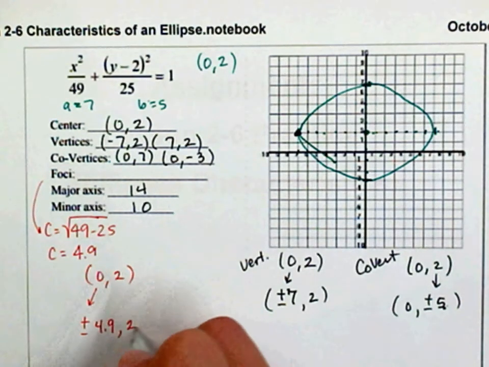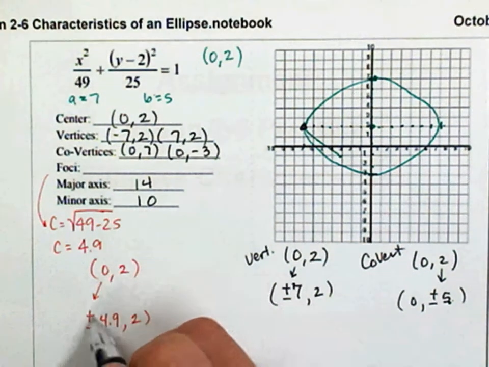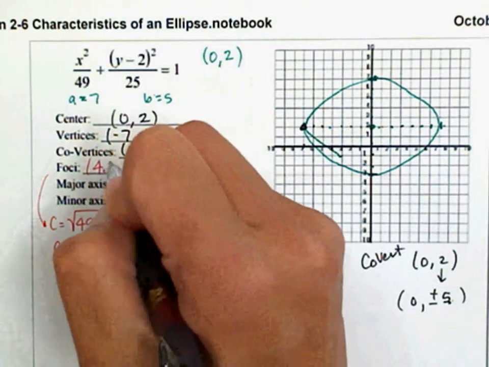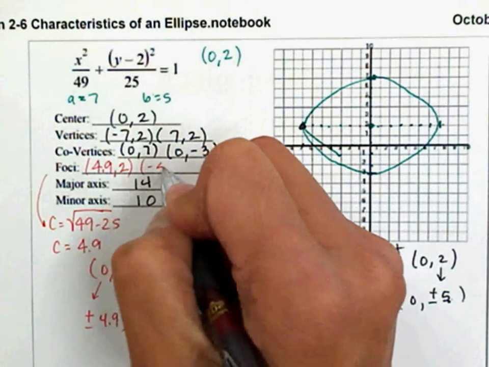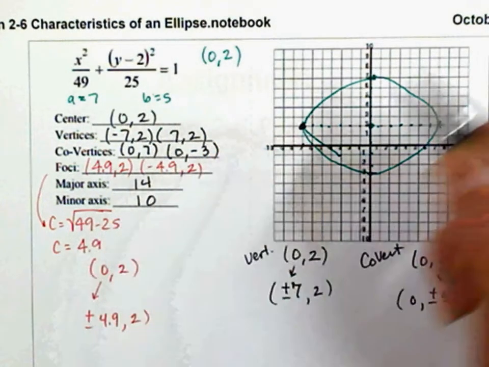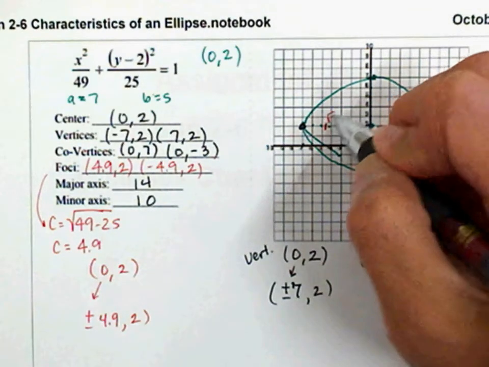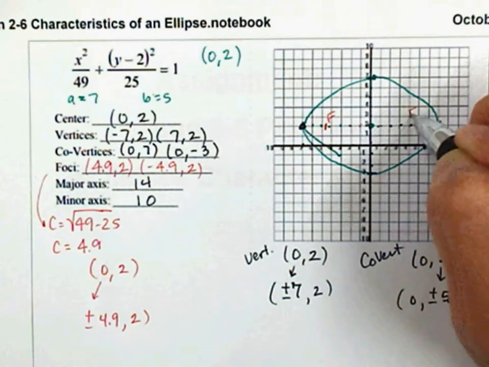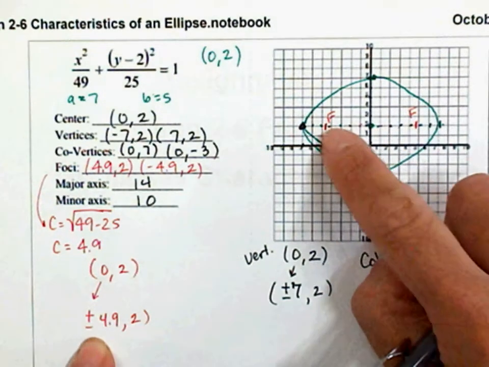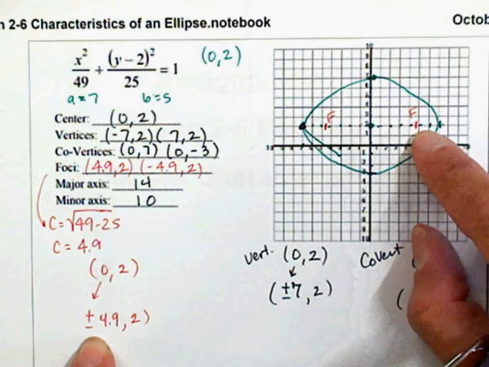See that right there? So what is 0 plus 4.9? 4.9, comma 2. 0 minus 4.9, negative 4.9, comma 2. From your center, 1, 2, 3, 4, almost 5. So you see how that point is 4.9, 2, and the other one is negative 4.9, 2. And there you have it.